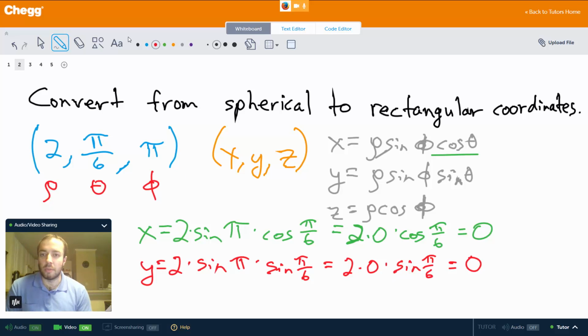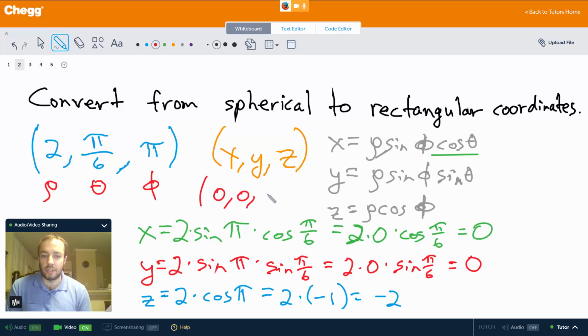All right, now what about z? Well, z is rho cosine of phi, so a little bit simpler. So z is 2 times the cosine of phi, and again, phi is pi. So times the cosine of pi, and if we know our unit circle, we know that the cosine of pi is -1. So this is 2 times -1, which is -2. So if we want to convert this point 2 comma pi over 6 comma pi from spherical to rectangular, then we are going to end up with the point 0 comma 0 comma -2. Okay, and that's what happens there.